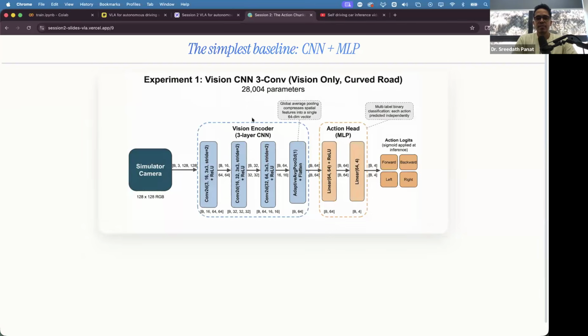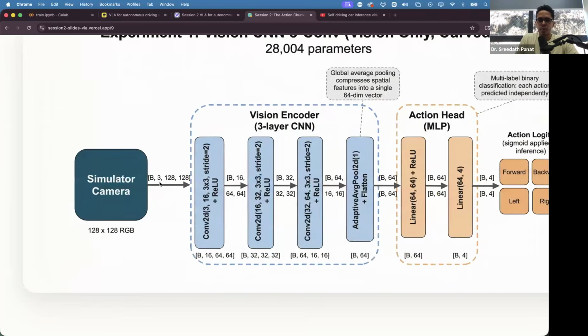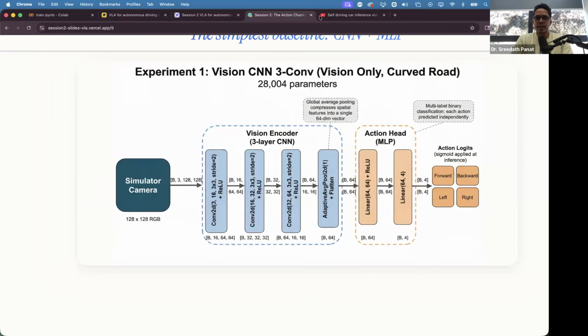So this is the architecture which we already discussed, the vision only part. So you have a camera image, 128 by 128 by 3. Here I'm writing the dimensions like this: batch followed by channel followed by space. So b comma 3 comma 128 comma 128, which passes through a 2D convolution followed by ReLU. So batch dimension remains the same. Channels increase to 16. Actually, let me take a screenshot so that I can annotate.